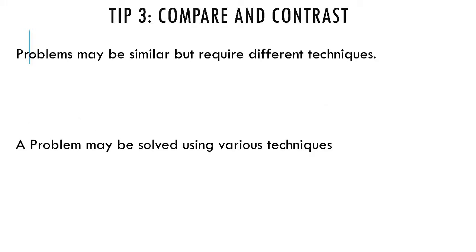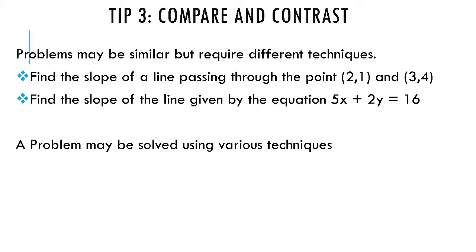Okay. Compare and contrast. Some problems may be similar, but require different techniques. Finding the slope of a line passing through the points (2, 1) and (3, 4), and then finding the slope of a line given by the equation 5x + 2y = 16, will probably come out of the same chapter of the textbook, might even come out of the same lecture, but the way you approach them is a little bit different. And if you don't know the similarities and differences between those two, you might get stuck.